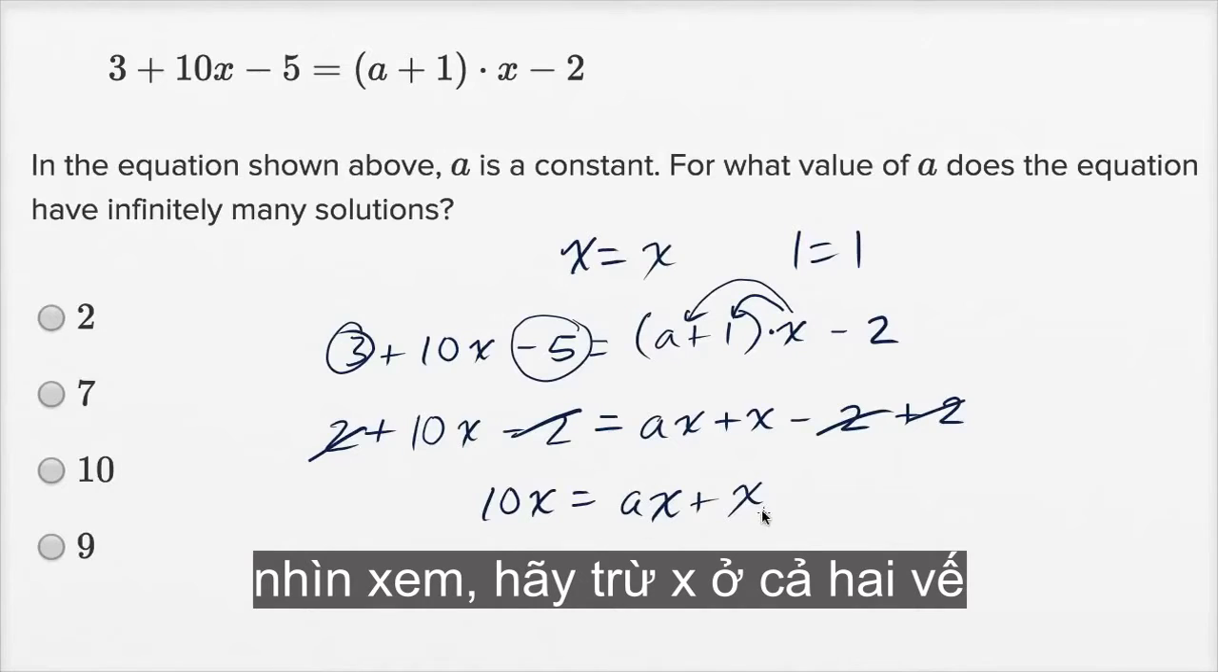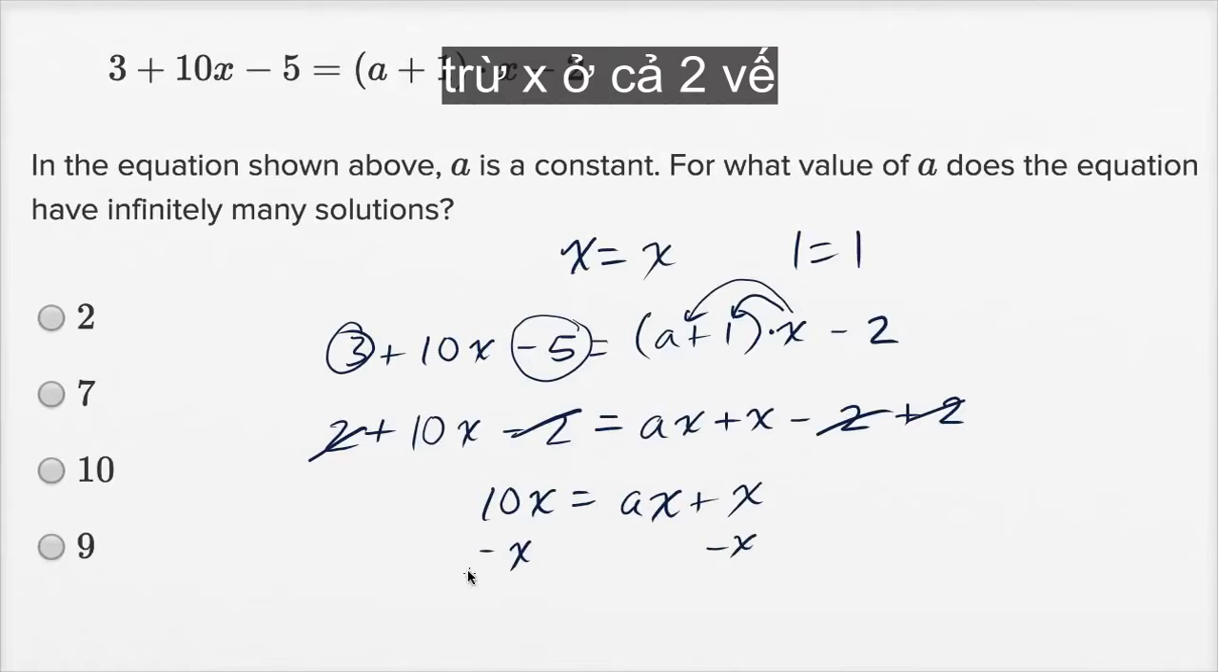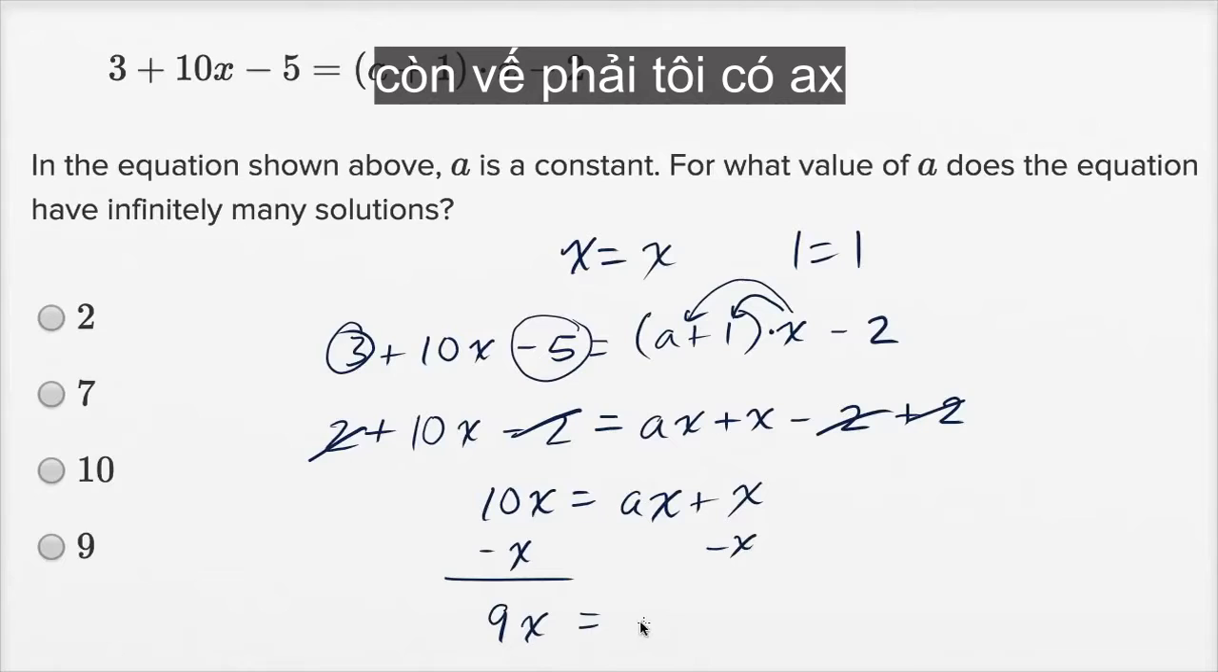Let's subtract x from both sides. On the left-hand side, I'm going to get 9x. On the right-hand side, I'm going to get ax.